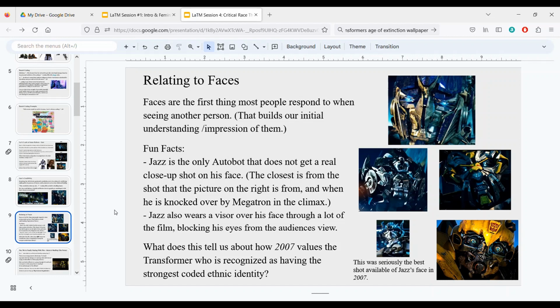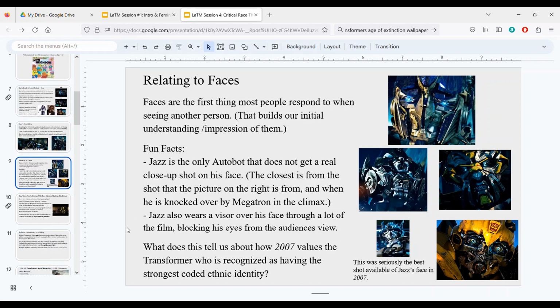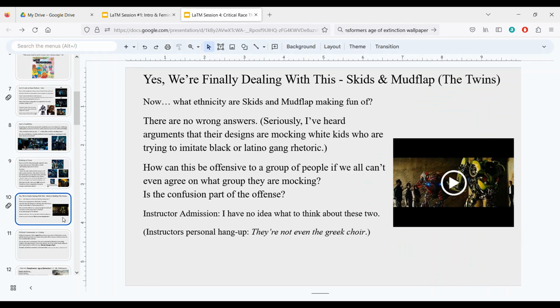And what does this tell us about what 2007 values? What does this tell us about how the 2007 movie values the Transformer who is recognized as having the strongest coded ethnic identity? Would you like to respond, Tommy, or move on? Move on. All right, I don't mind just posing these questions.